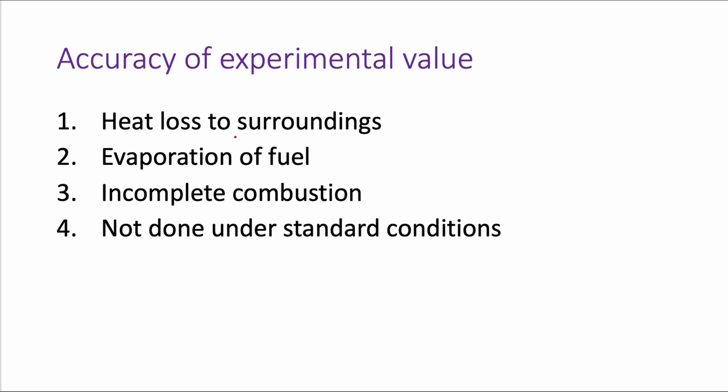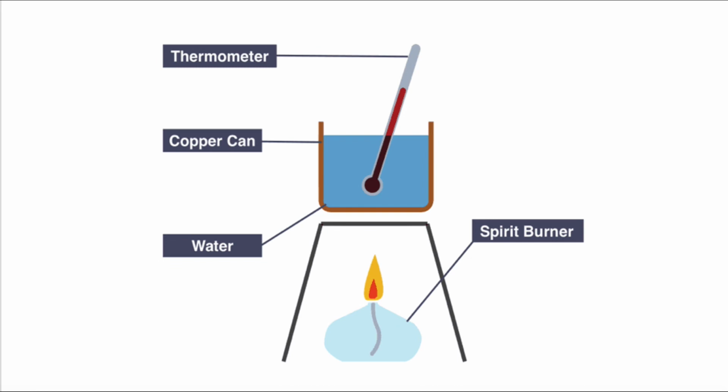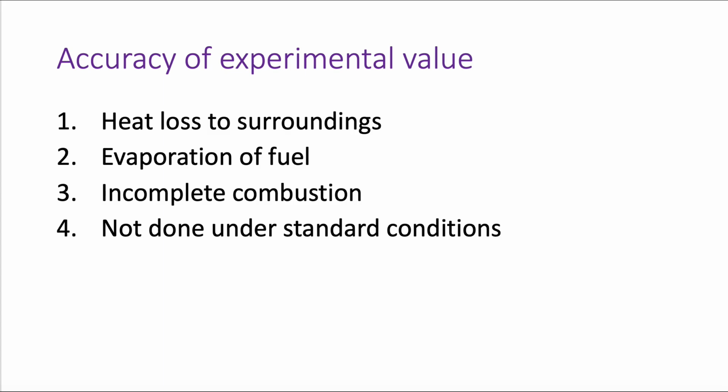The first one is due to a major error in this experiment. In this experiment, not all of the heat in this setup over here is going to the water. As we can see, a lot of the heat can escape to the surroundings. So a major source of error in this experiment is the heat loss to the surroundings.